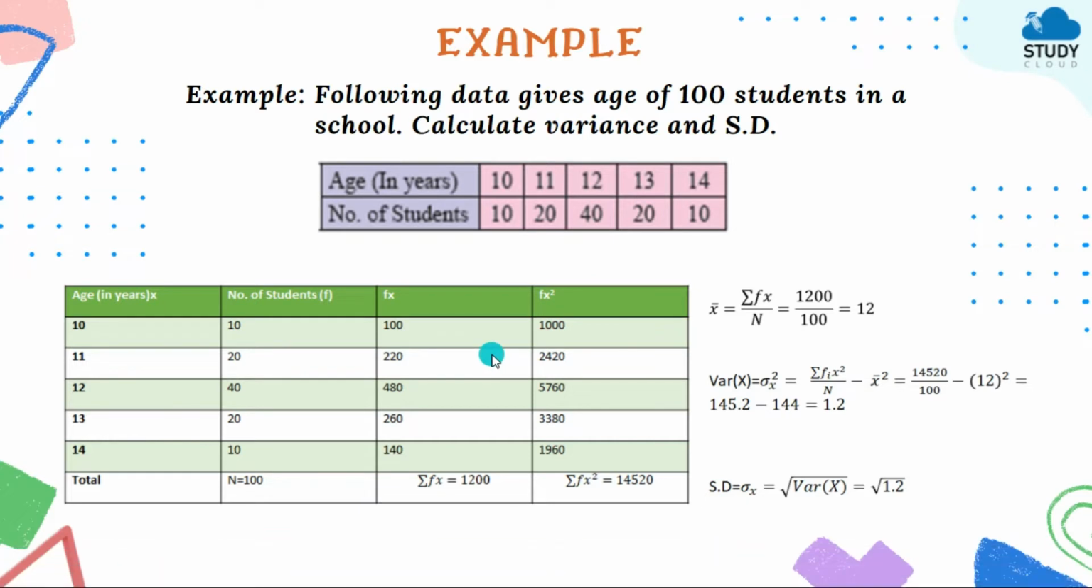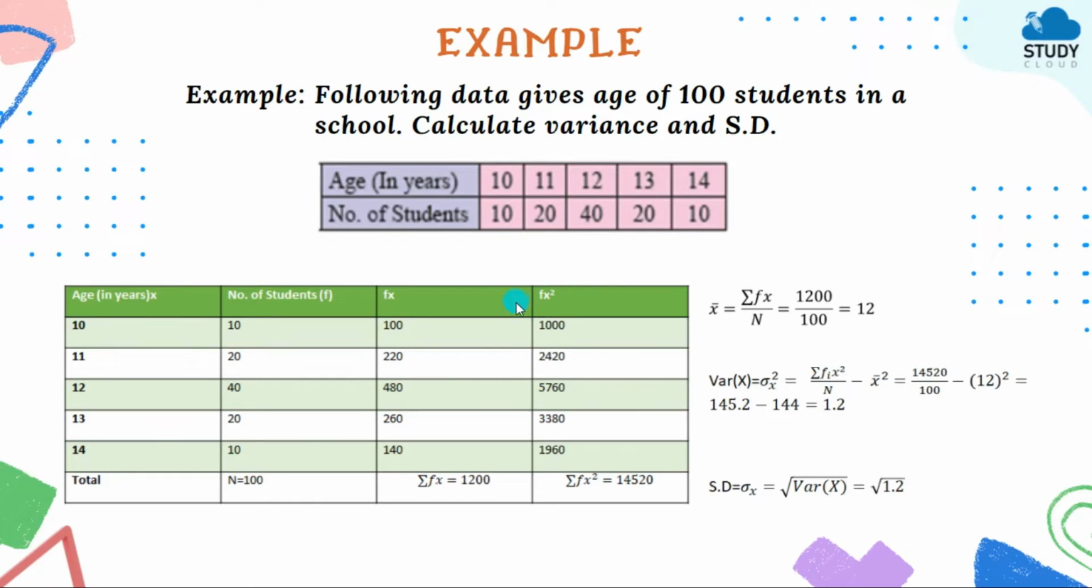Now here what you have to do is first find the square of x, like square of 10 is 100. Then multiply that 100 with f. So 100 into 10 will give you 1000. Don't solve the square of fx directly. What many students do is they write the square of fx as 100 square, then 220 square, 480 square. No, it is not like that.